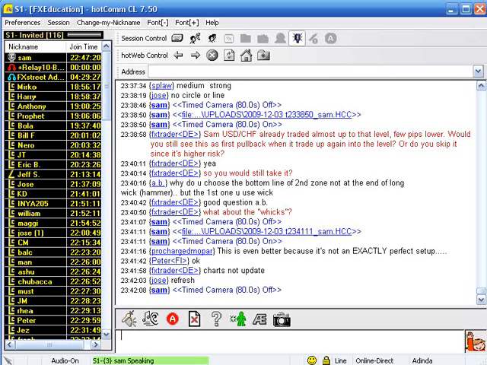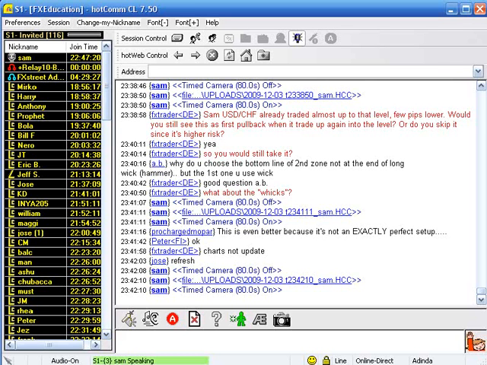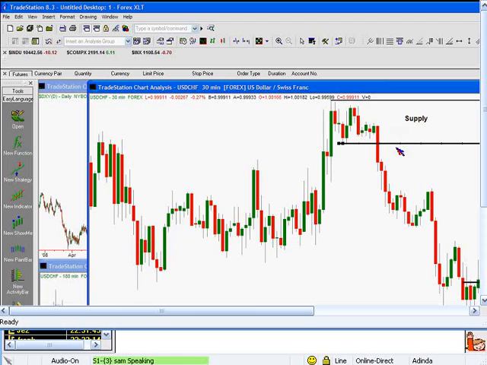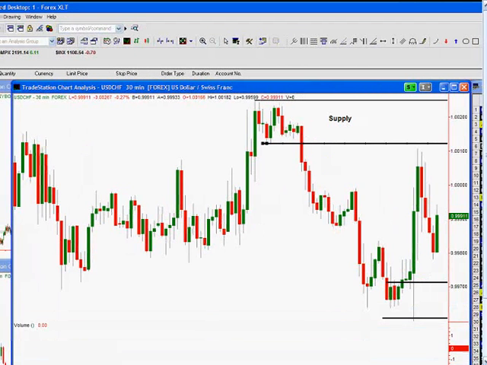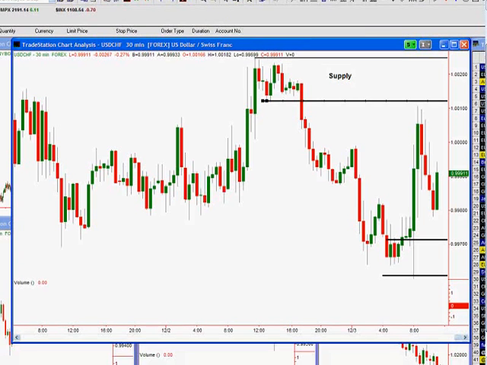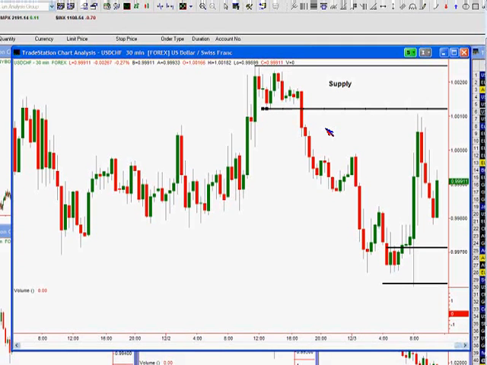Oh, the chart's not updated. Okay. Who do you want to trade? Who do you want to sell to? So you're selling at supply. That's your entry. But who do you want to sell to? Who do you want the buyer to be? You want the buyer to be a consistently profitable trader or a novice who has no idea what they're doing?